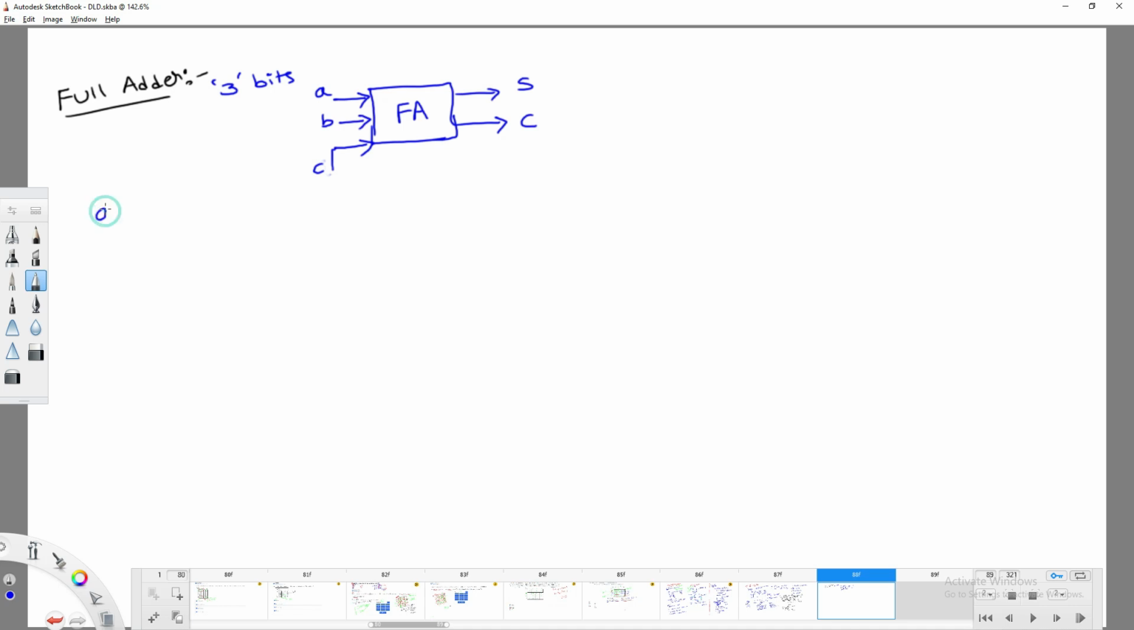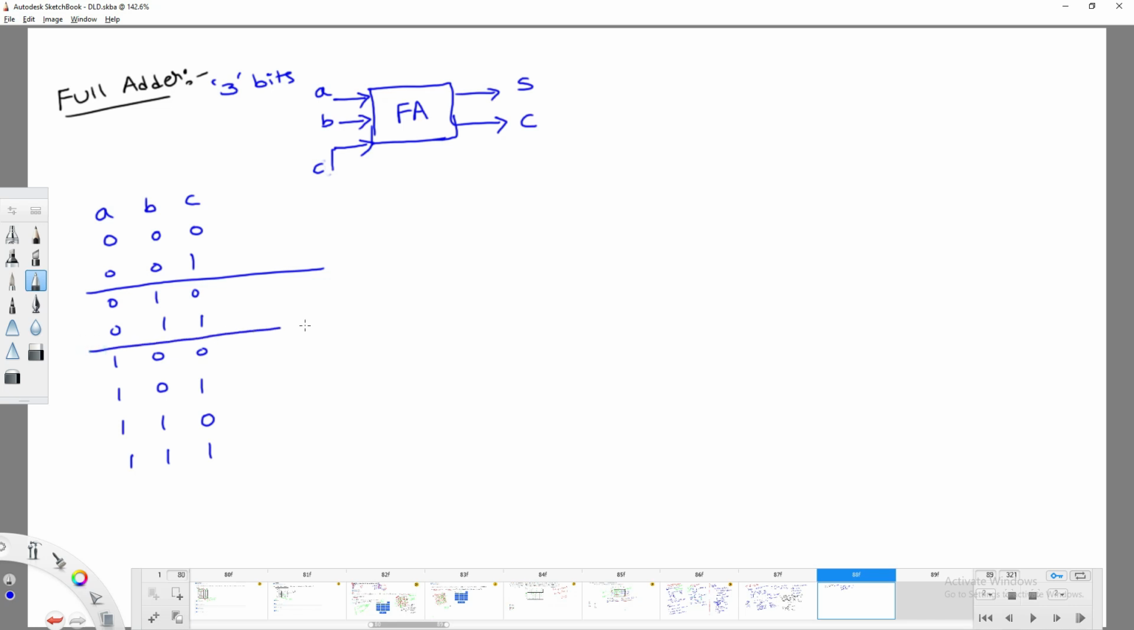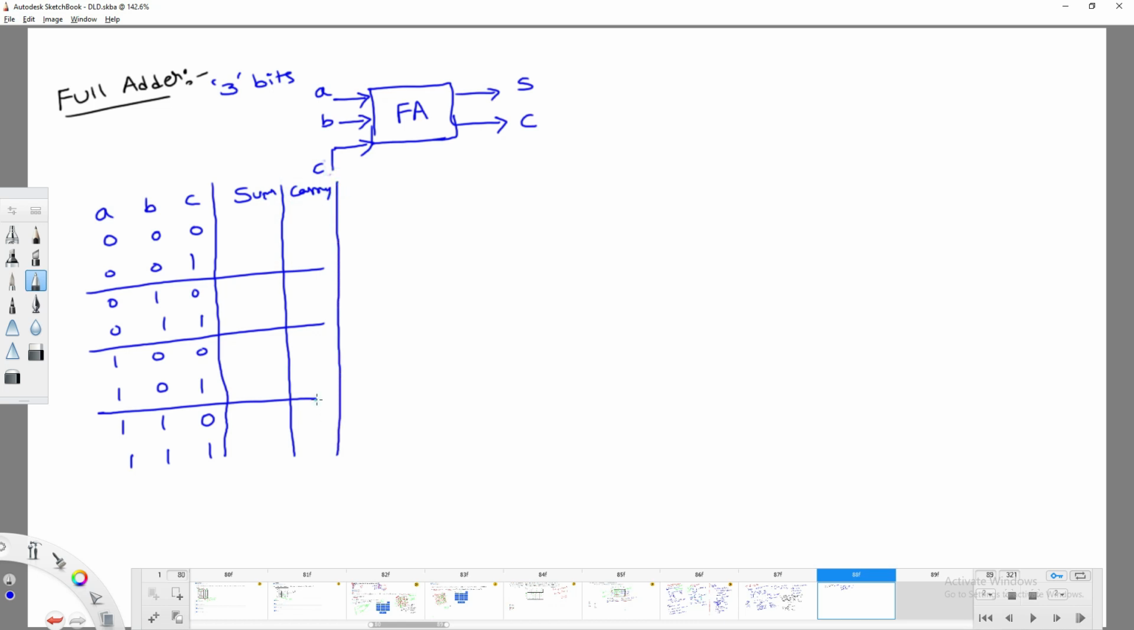So if you are going to have 3 inputs A, B, C, what are the possibilities? Triple zero, 001, 010, 011, 100, 101, 110, triple one, right? So once the requirement is given, you have to draw the truth table, right? Now how are we going to get the sum output? We have done many kinds of operations on sum and carry, right?